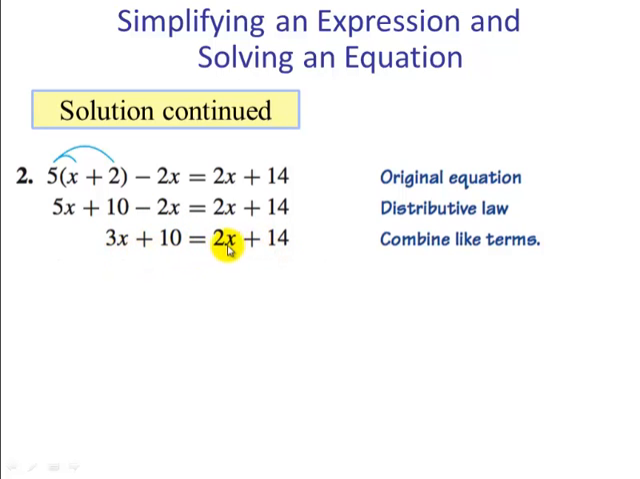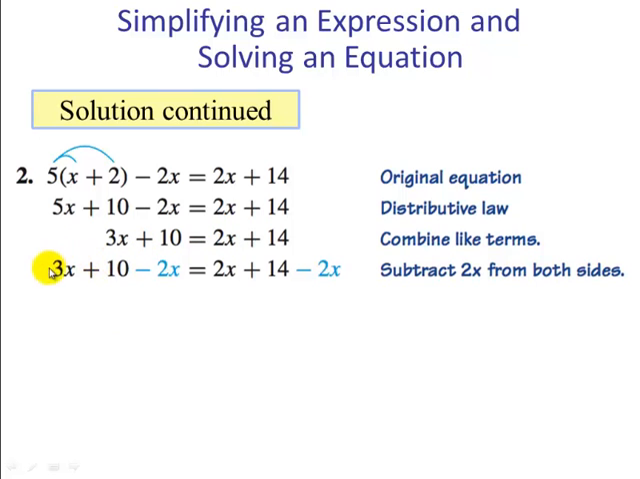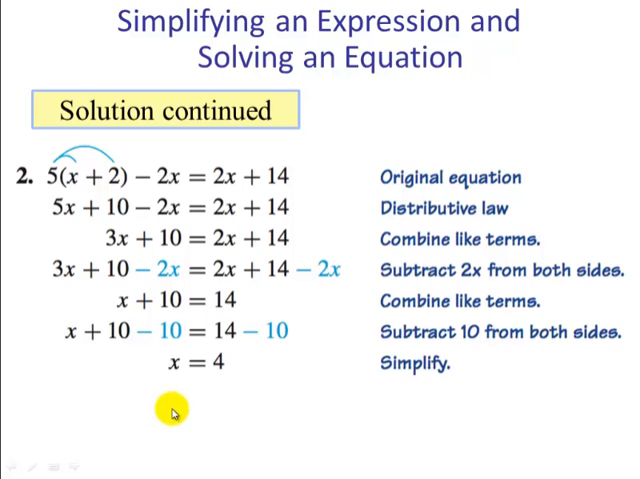Now we have x's on both sides. I'm going to move the 2x to this side, so I'm going to subtract 2x to both sides. Combine like terms. 3x plus negative 2x is 1x, or just x, plus 10. And on this side, the 2x and the minus 2x cancel. So we're left with 14. The next step is to subtract 10 to both sides to isolate the x. And we end up with the solution x equals 4.